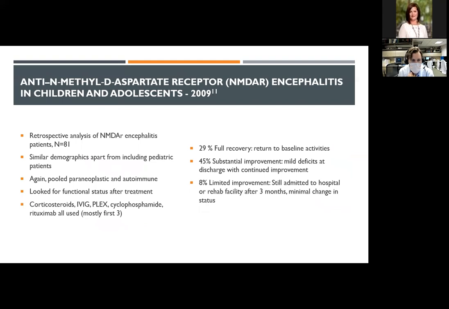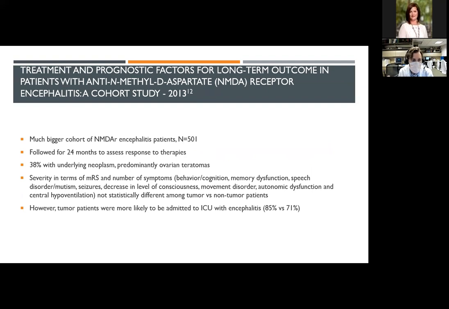This is a similar retrospective study in children and adolescents, which used kind of the same treatments. Overall, 29% had a full recovery, 45% had significant improvement, and 8% had limited improvement. The rest did not improve, which is more looking at functional status, again showing probably some benefit of the immunotherapy, although they weren't comparing them at the time. So this is probably a more helpful study from 2013, which I think guides some of what we're doing nowadays.